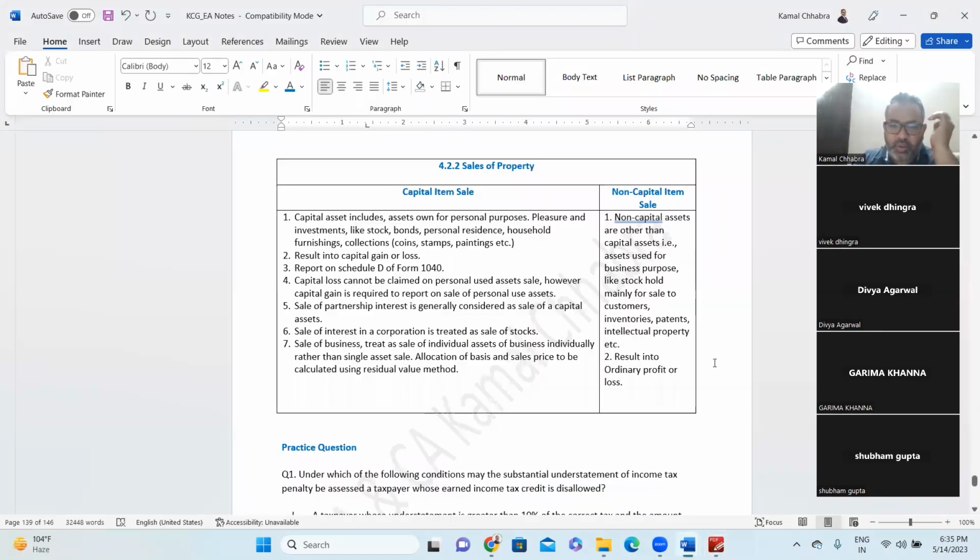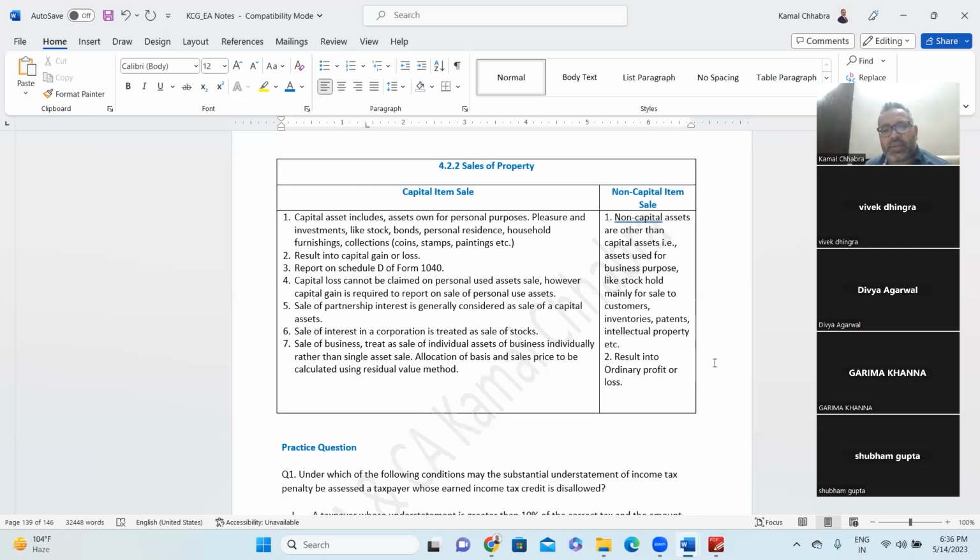Fourth point is capital loss cannot be claimed on the sale of personal use assets. However, capital gain is required to be reported on the sale of personal use assets. For example, if you purchased a car for $50,000 and after a year sold it for $30,000, you sold at a loss. In that case, are you required to report the loss? No, sir. The answer is no. But if you sold that car for $70,000 and gained $20,000, you are required to report that gain. So that's what it means.